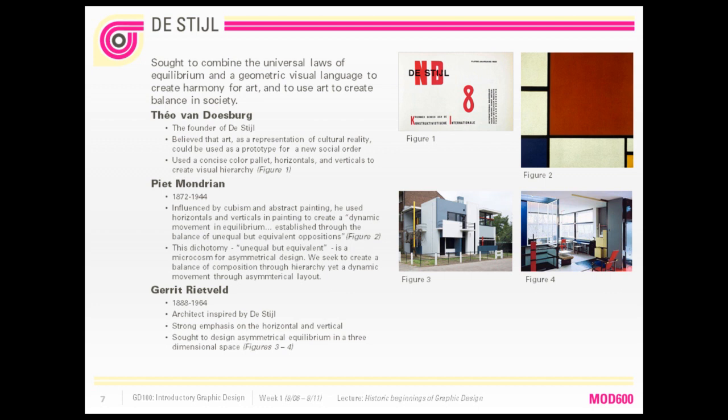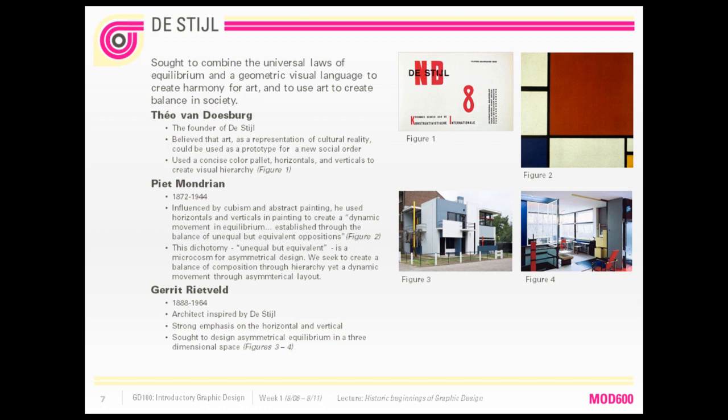Gerrit Rietveld was an architect who was inspired by De Stijl. Figures 3 and 4 show one of the buildings that he designed, and it's almost uncanny. If Theo van Doesburg and Piet Mondrian created architecture, this is what it would look like. That's the way I say it.